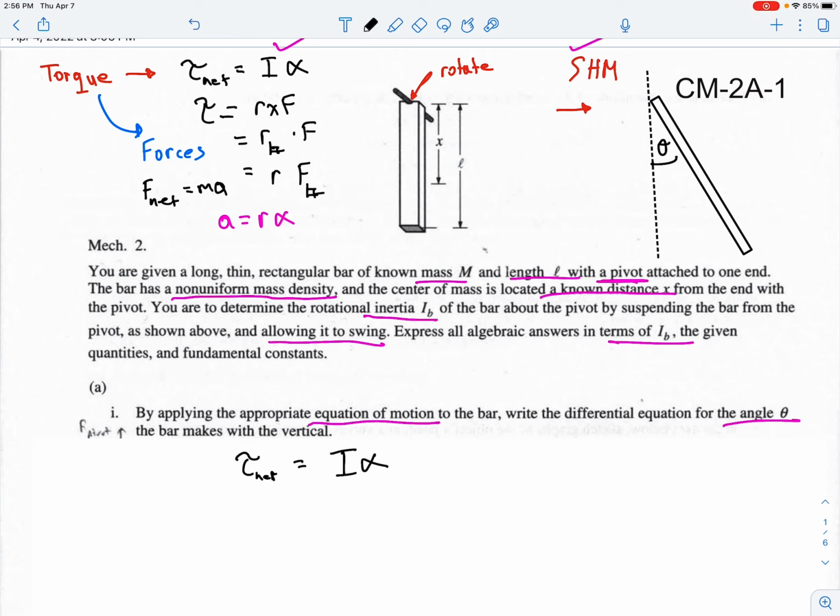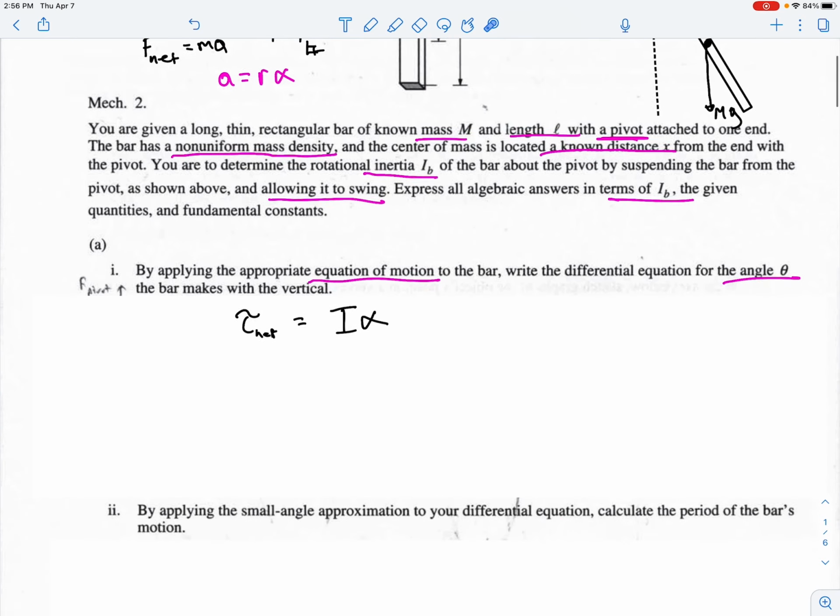So the question now is, if this is true and I have to write it, I have to write what the net torque is. So I have to figure out all the forces that are acting on this thing. If the axis of rotation is up here, the only thing acting on this is the weight, mg, at some distance x. Any force acting up here will be null and void when you're talking about torque, because it will be acting at the axis of rotation.